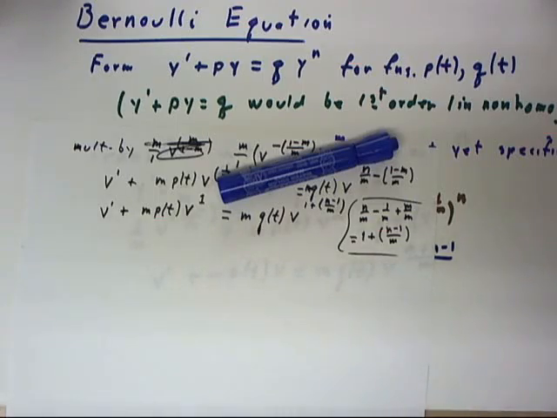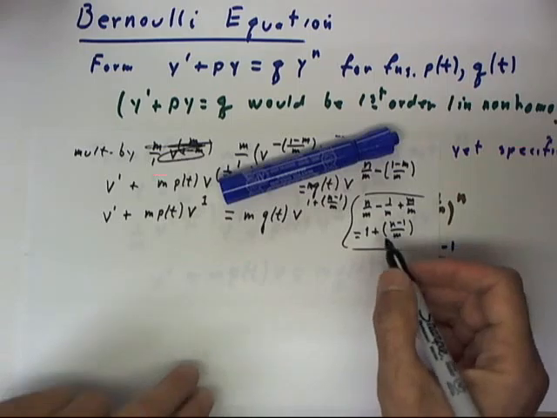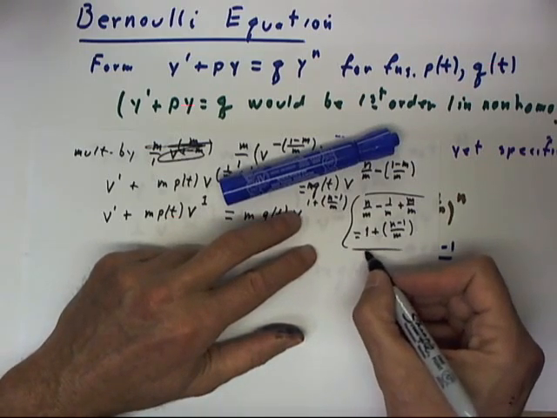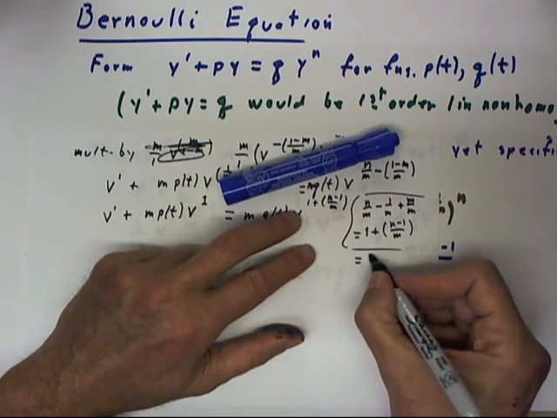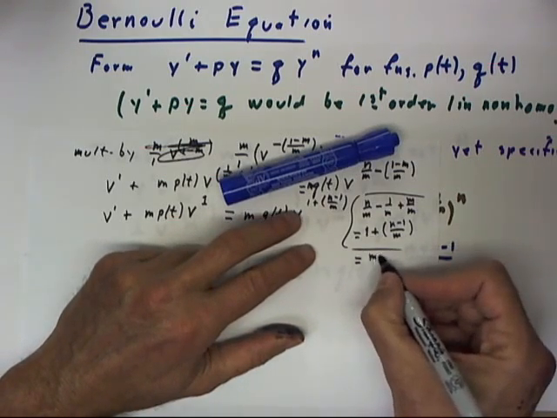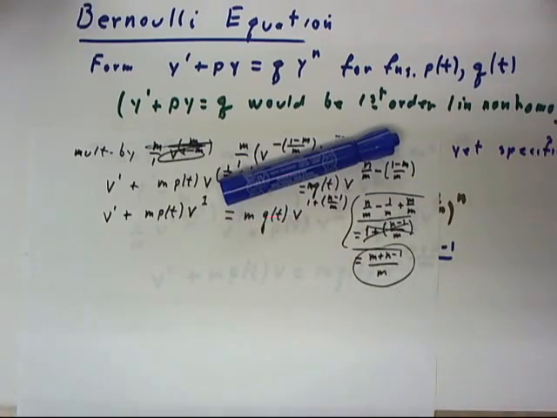There is one more manipulation I should have done here. Putting all this over a common denominator, this exponent becomes m plus n minus 1 over m, and that should have been obvious since all these denominators are m. I didn't need to go to this step at all. I could have just directly gone from here to here.